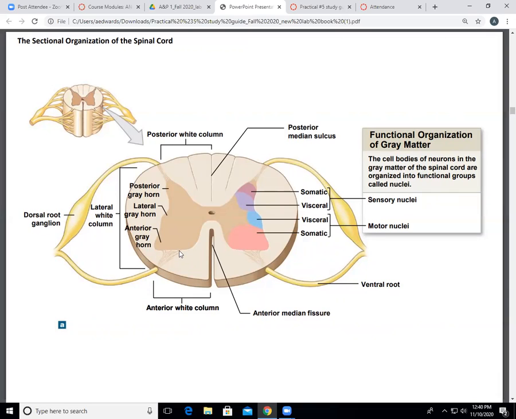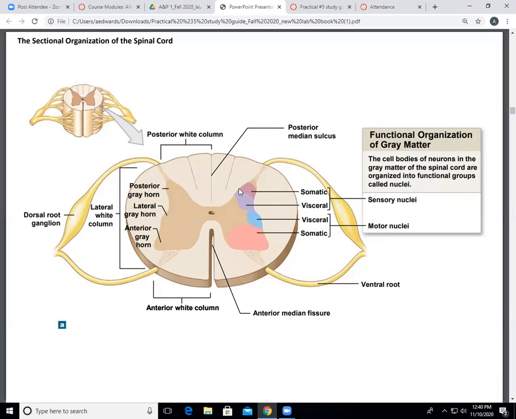Now, for the gray matter, we have the posterior gray horn, because again, it forms these sort of points here, the lateral gray horn, and the anterior gray horn. Okay, posterior, lateral, and anterior. Now we also have nuclei, or regions where information is processed.